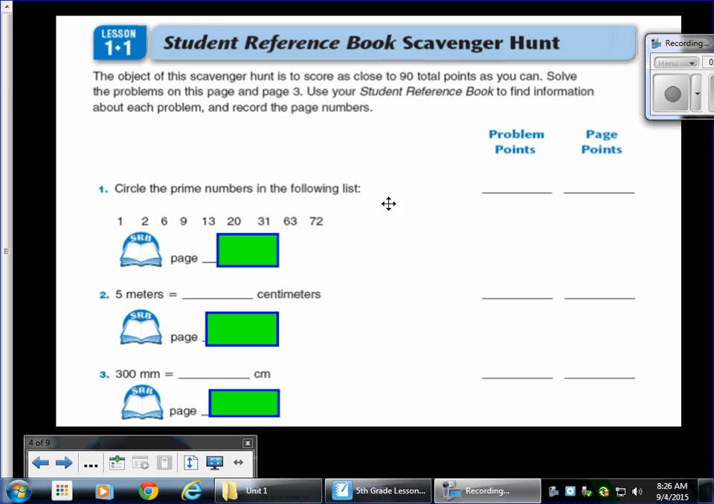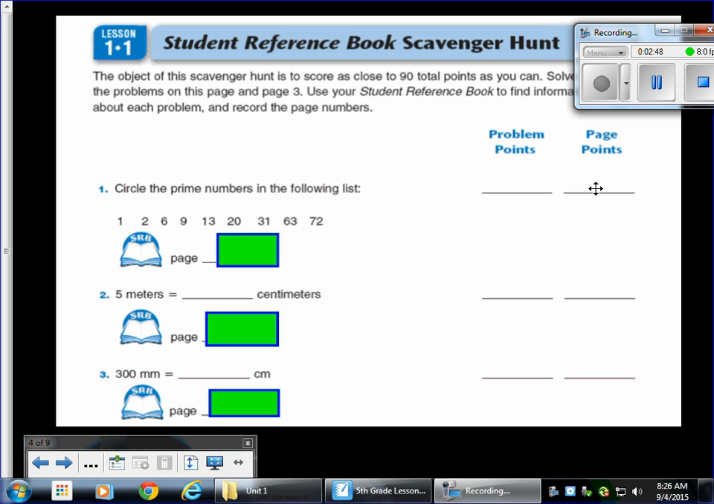This is what we're going to be doing today. You're going to be using your student reference books, which I've already handed out to you and you have inside your desk. And you're going to be solving each one of these problems. All these problems are review that you learned back in third grade and fourth grade. I'm going to be helping you out a little bit. I'll give you the page number where to look.